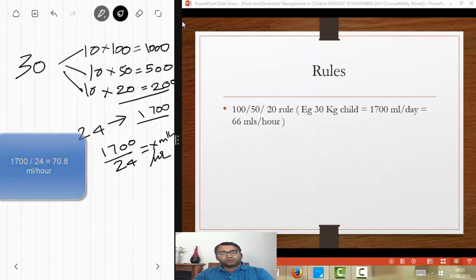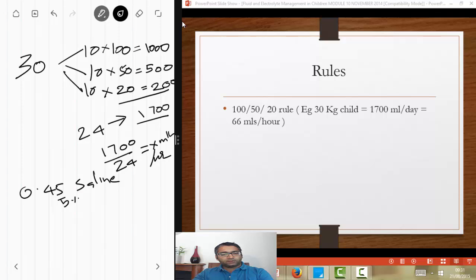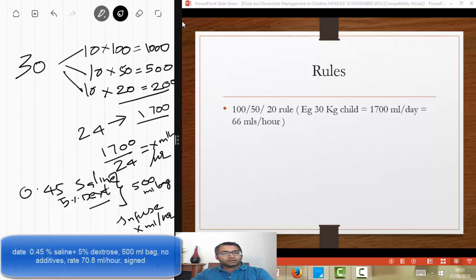When you prescribe the fluid, you would write maintenance fluid for this child is 0.45% saline with 5% dextrose. This is the most common fluid currently in use, but some units use 0.9% saline, but that doesn't matter. Just check with the unit that you're working in what the fluid is, and then you would write 500 ml bag, and then you would write infuse X ml per hour. That X ml is however much you got over there. I hope that's not too confusing.